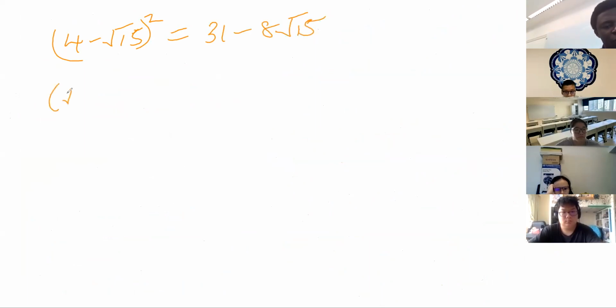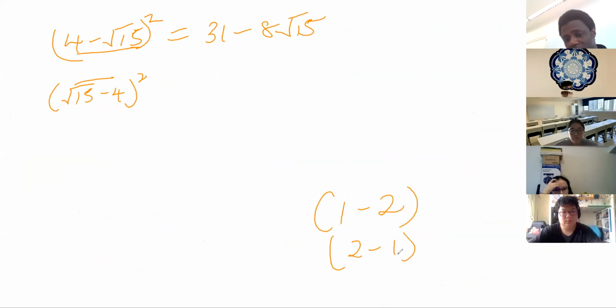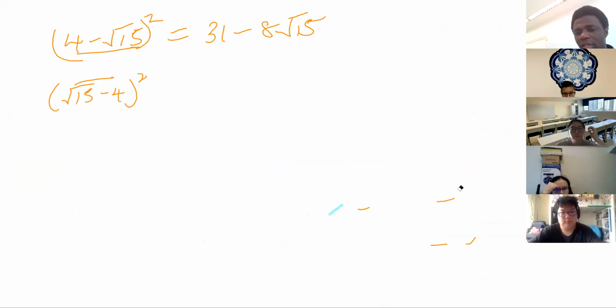Let's say if I do root 15 minus 4, you can see that they are not the same, right? This number in the bracket is -1, and this number is +1. So they are not the same numbers. But we expect their squares to be the same. Do you agree with me? Can I get some acknowledgement?